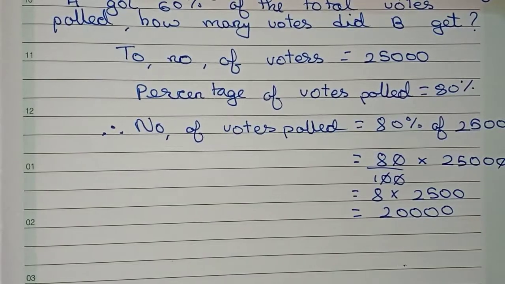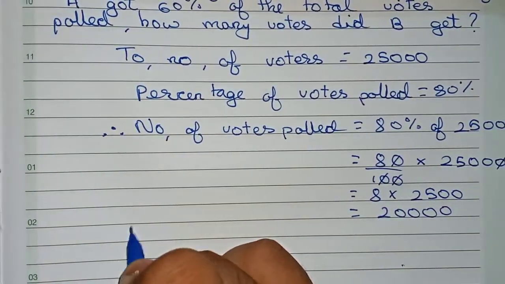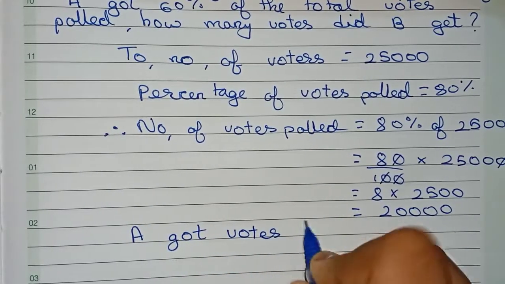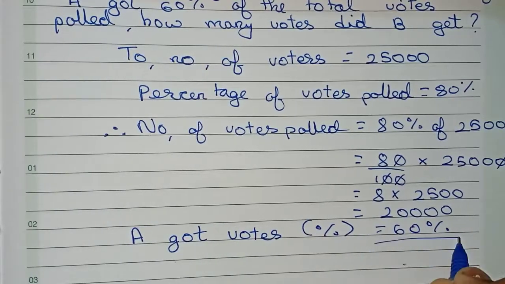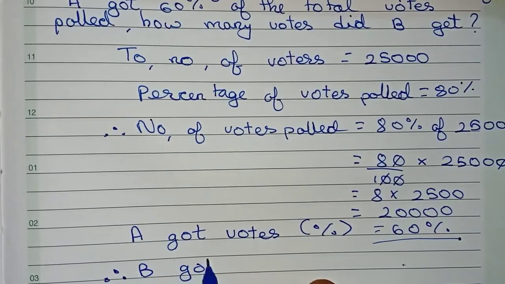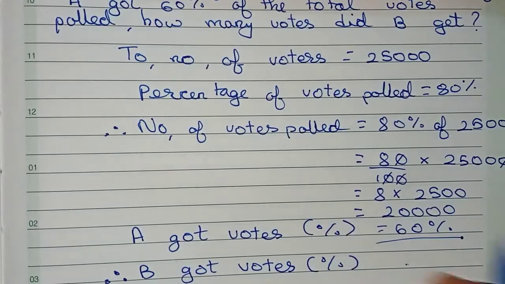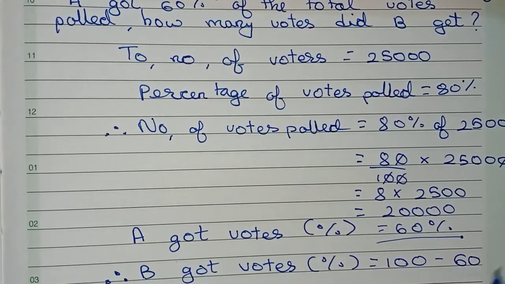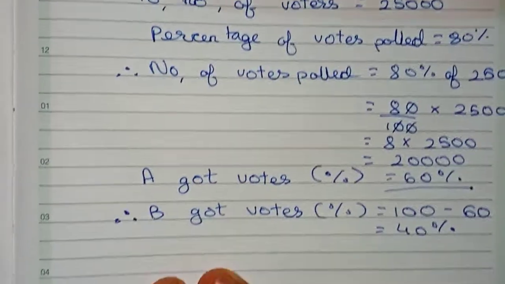Now I have to find out how many votes B got. For that we have to write A first. A got votes equals, in percentage, 60%. Now we write that B got votes equals, also in percentage, 40%. We have to subtract 60 from 100, which becomes 40%. So we got 40% votes.